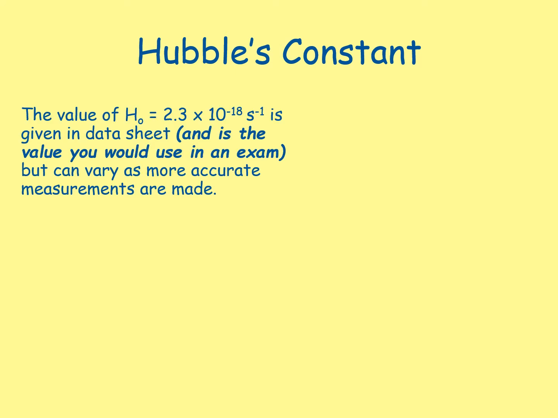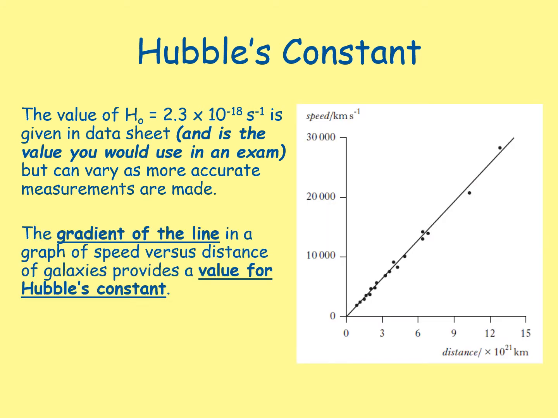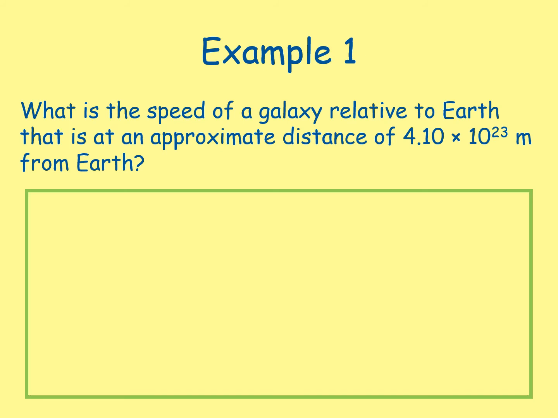Hubble's constant. The value of H0 equals 2.3 times 10 to the negative 18 per second is given in your data sheets and is the value you would use in an exam, but it can vary as more accurate measurements are made. The gradient of the line in the graph shown, this is speed versus distance of galaxies, provides a value for Hubble's constant. What is the speed of a galaxy relative to Earth that is at an approximate distance of 4.10 times 10 to the 23 meters from Earth?